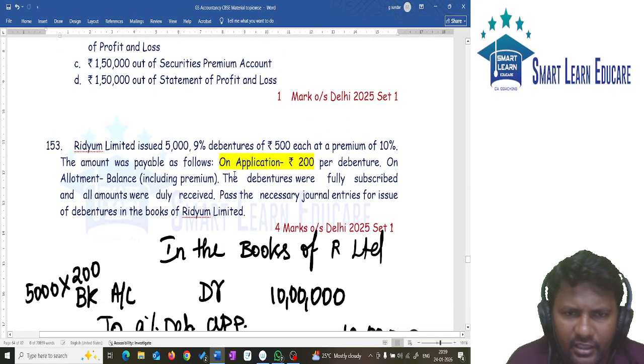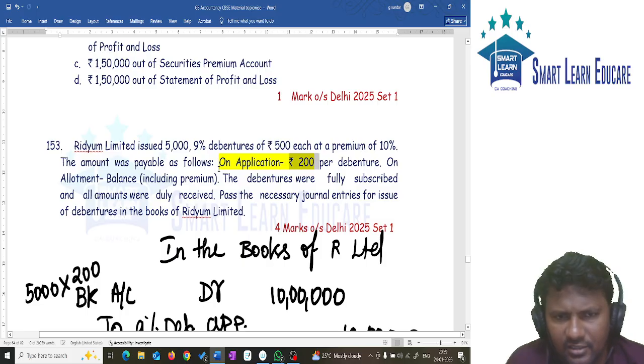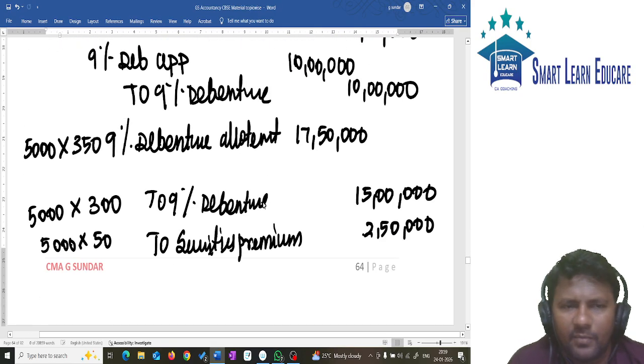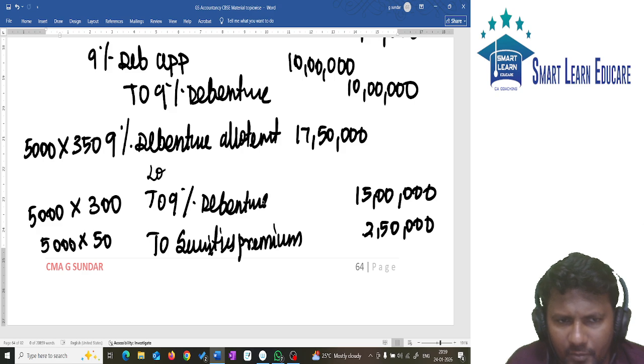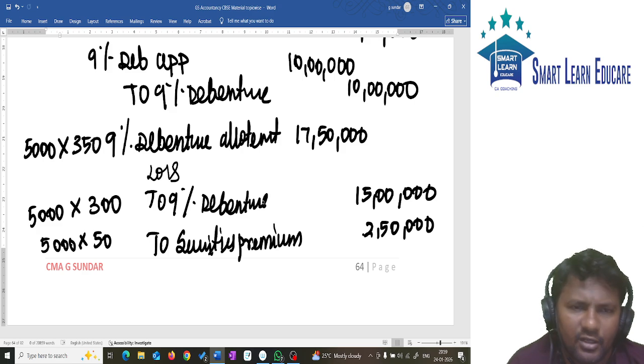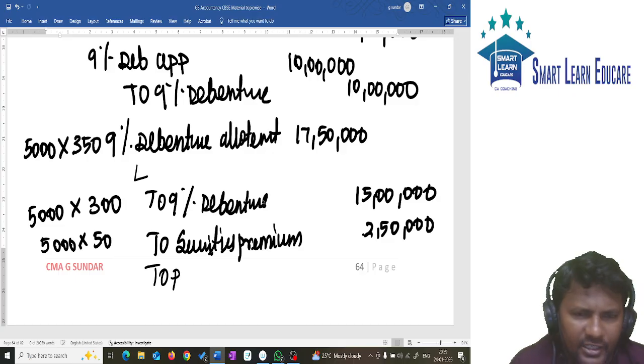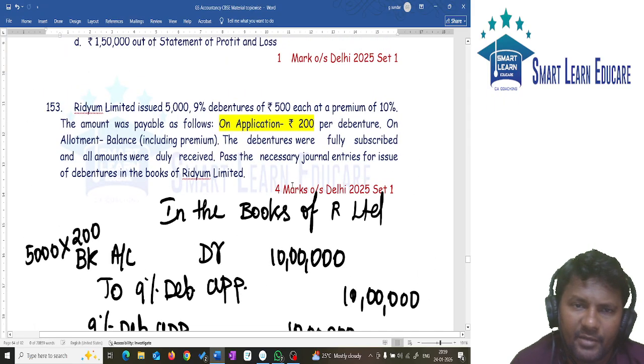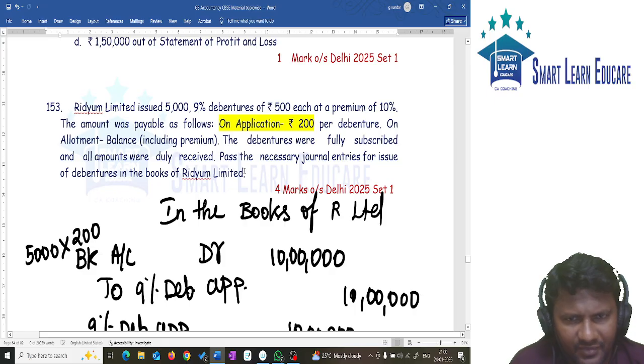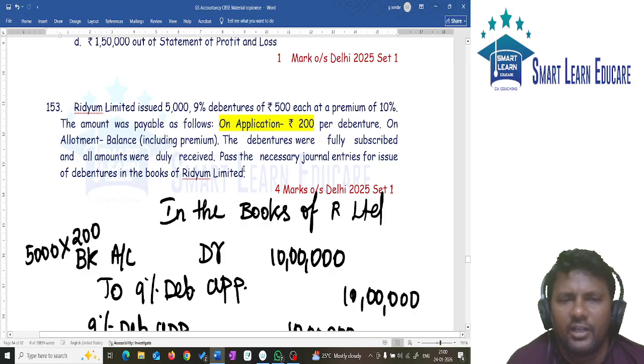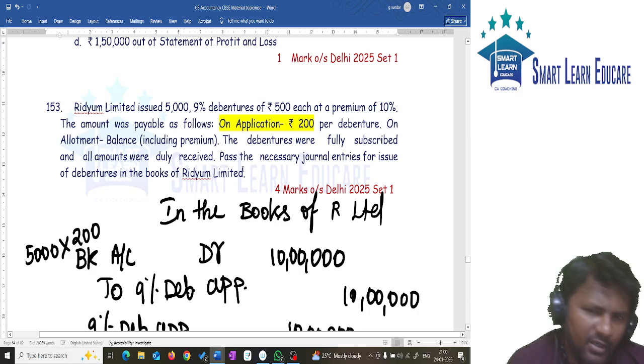Suppose in this entry you have any loss, such loss should be adjusted in this entry. What entry will you pass? Loss on issue of debentures account should be debited, and premium on redemption of debentures should be credited. But in this question, they didn't say anything about repayment. How the repayment is done is not given in the question. So we can assume that it is repaid at par. If it is redeemed at a premium, they should say so.